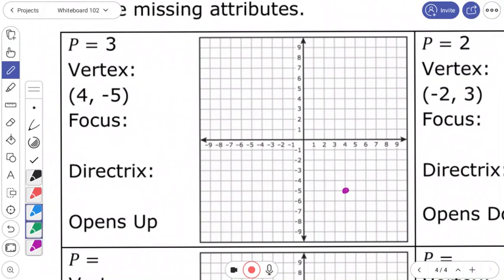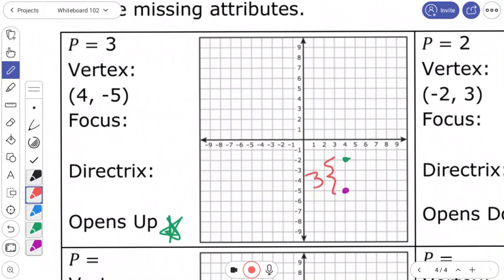So all I need to do is start at my vertex and I'm going to count up 3 steps because our parabola opens up. If our parabola opens up, our focus is going to be up. We're focusing upward, all right? So our focus is going to be up. Now, we know that this distance right here is 3.